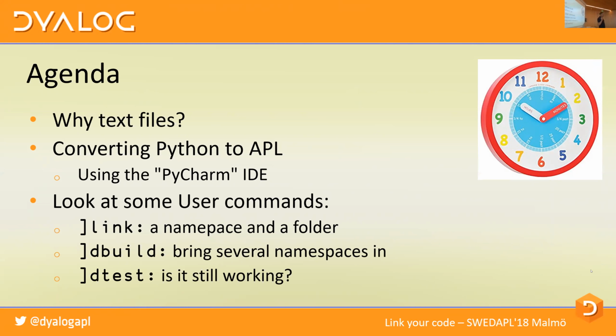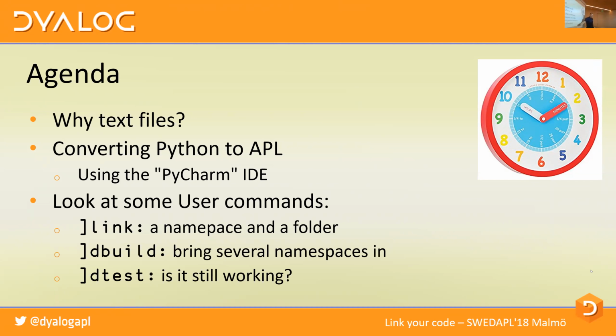I'm going to then recount a little project I've been working on where I've been working with source code in 2 languages, converting a Python application to APL. I've been using the PyCharm IDE, which is how most Python programmers do Python programming today, to learn from that. And then I'm going to try and cover 3 user commands that we've been working on in the last couple of years in particular. One simply creates a link between a namespace in your active workspace and a folder, and gives you a parallel structure of namespaces and folders and keeps them in sync.